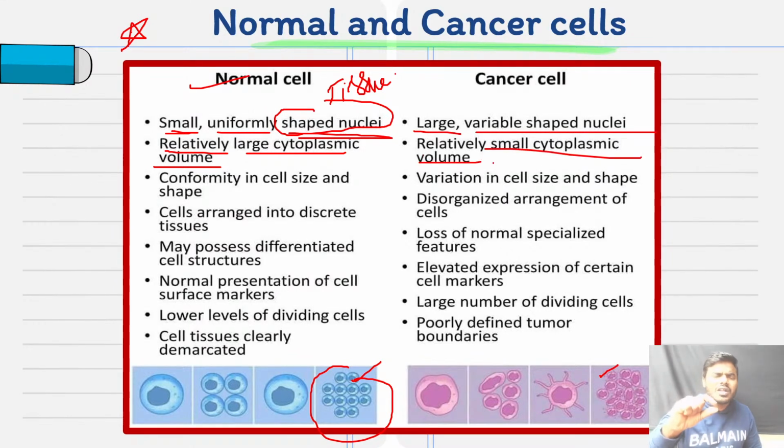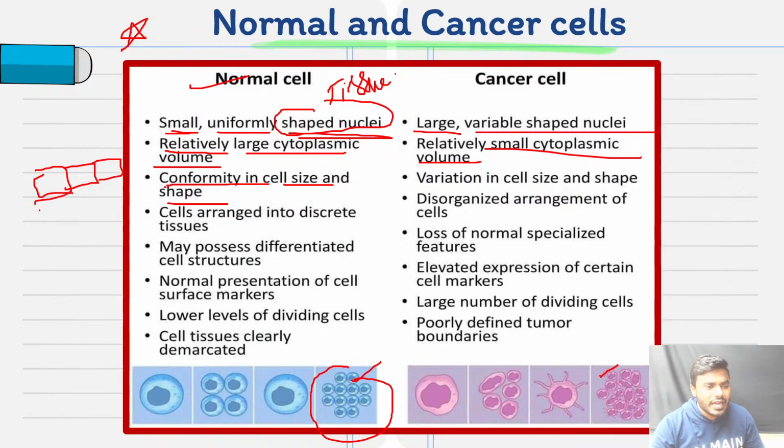Relatively small cytoplasmic volume. And friends, look at the third point. You have to know every point, that's why I'm explaining point by point. There is conformity in the cell size and cell shape. Conformity means there is a fixed size and a fixed shape in the cell. Then only can it give rise to a tissue. But friends, cancer cells never ever form a tissue. That is not even possible.